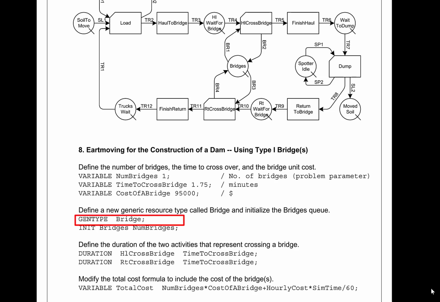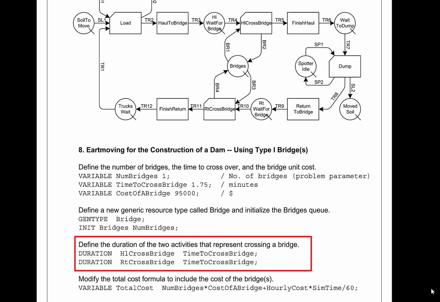The bridge is modeled as a generic resource without any specific properties. This is done with the statement genType bridge. The queue bridges is initialized with the init statement init bridges number of bridges, which puts one bridge into the queue bridges. The duration of the two combi activities, haul cross bridge and return cross bridge, is the same, and it is defined to be the time to cross a bridge, which is 1.75 minutes.